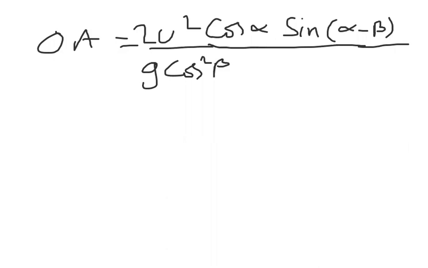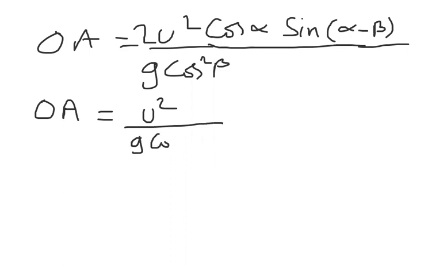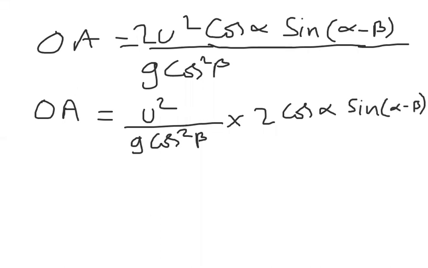What I can do further with this formula: I can write OA is equal to, the OA value I got, but I want to simplify further. For that purpose, u square by g cos square beta into 2 cos alpha into sine of alpha minus beta. I can write it like that.